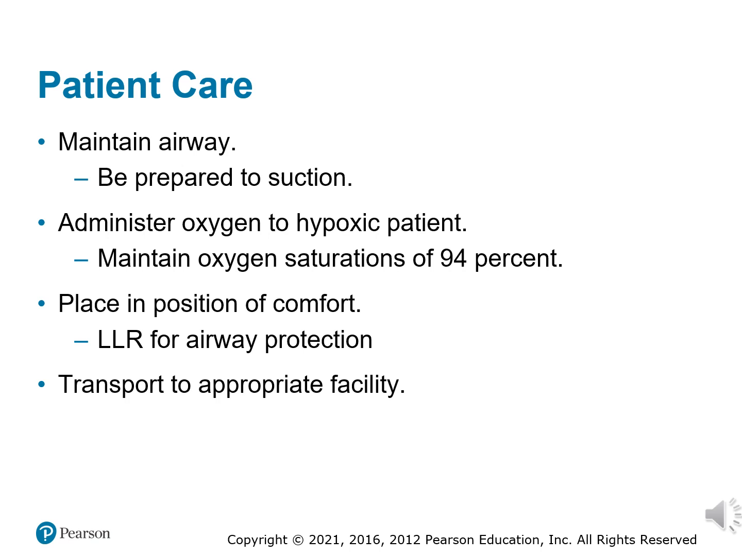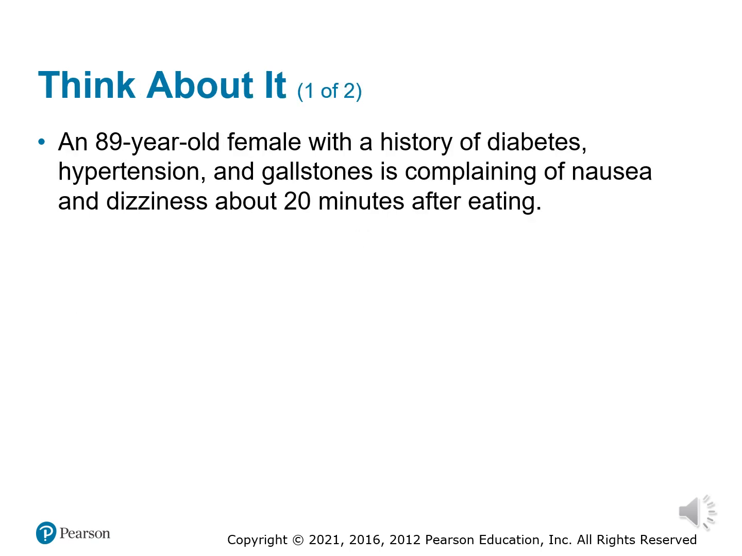Again, if they do complain of difficulty breathing and their oxygen level is at 96, in the real world, I would say go ahead and give them a little bit of oxygen via nasal cannula. It might make them feel better. However, for testing purposes, you have them maintaining that oxygen at 94%. So place in the position of comfort and the left lateral recumbent for airway protection and transport to the appropriate facility. So something to think about.